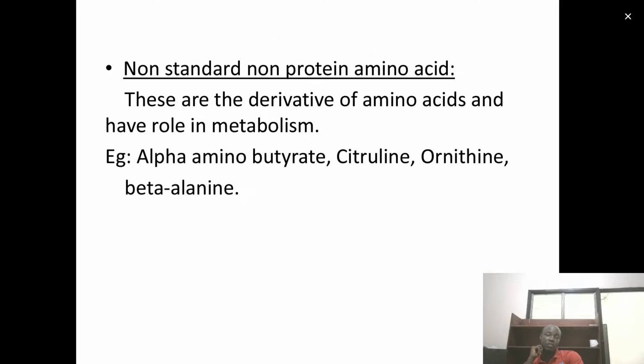And then we also have non-standard amino acids. So these are the derivatives of amino acids and have a role in metabolism. So we have alpha-aminobutyrate, citrulline, ornithine, and beta-alanine.